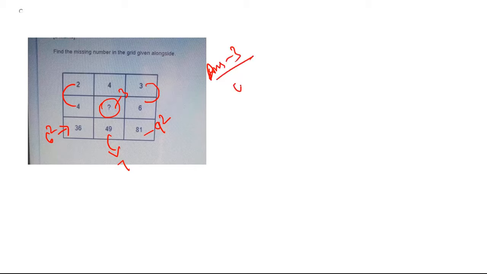3 we have to put. So 4 plus 3 will give us 7, and 7 ka square will give us 49. Okay, so that will be the correct answer. Okay, so this is our next question.